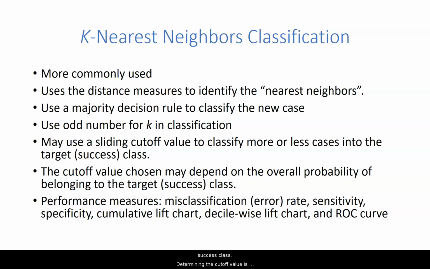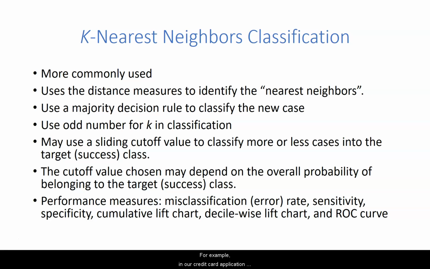Determining the cutoff value is again both a science and art. It will depend on many factors, including misclassification costs, overall probability of cases belonging to the target class, and so on. If we use a sliding cutoff value, then we need to obtain the probability of the case belonging to the target class. The probability can be computed by dividing the number of nearest neighbors that belong to the target class by the total number of nearest neighbors.